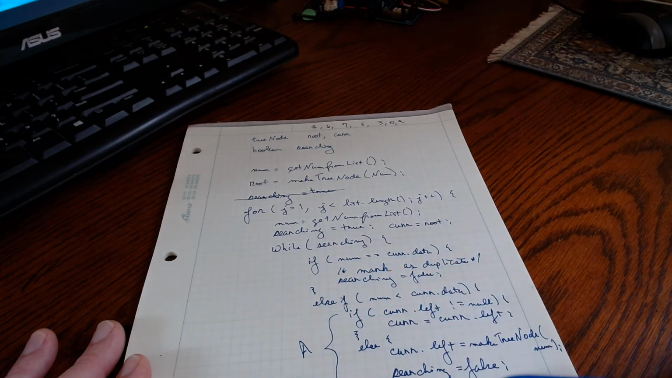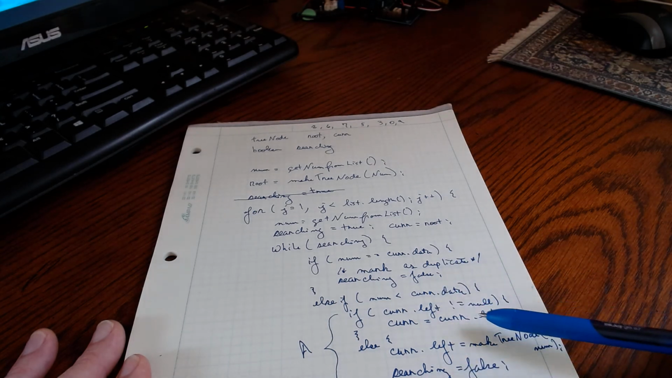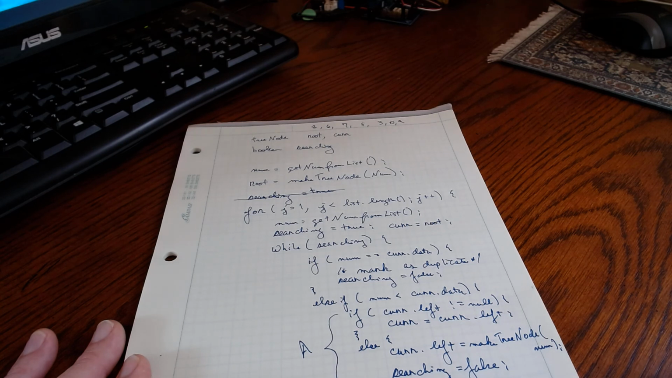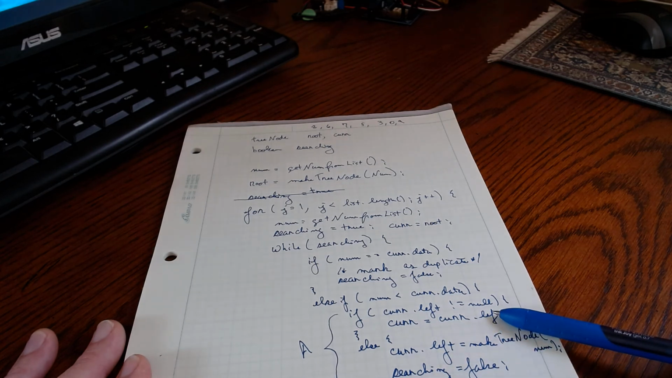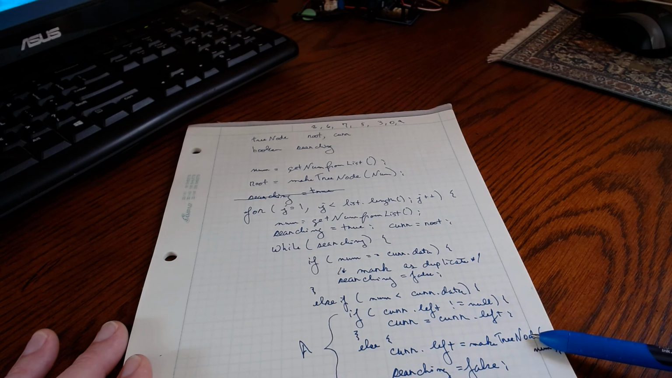If the number turned out to be bigger, then we have to go right. And we'll do it just the same way as we did this, except for we'll say if current.right does not equal null, current equals current.right. If it is null, we'll set current.right to a new tree node, and we'll turn off the search. Simple as that.